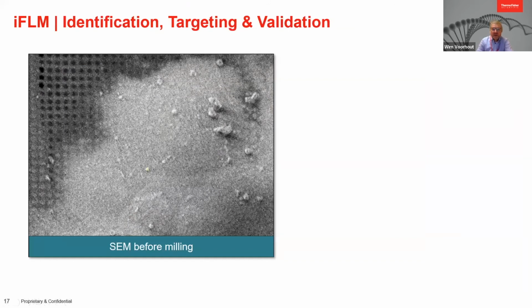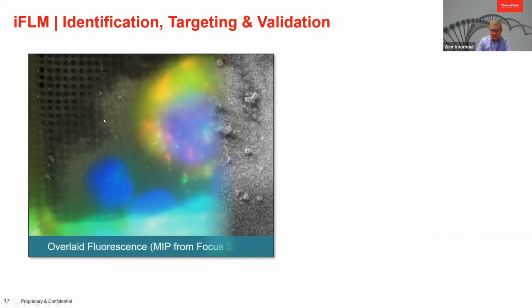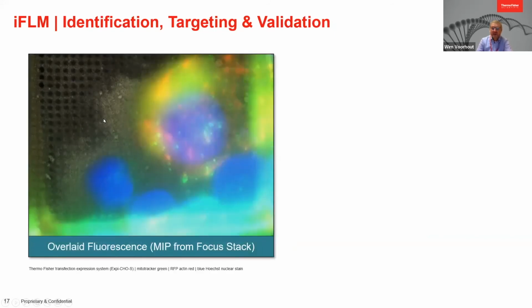So now a few examples to identify your area of interest for the milling. This is an SEM image of cells grown on a grid. Here you see the quantifoil. And then we can overlay that with a fluorescent image.